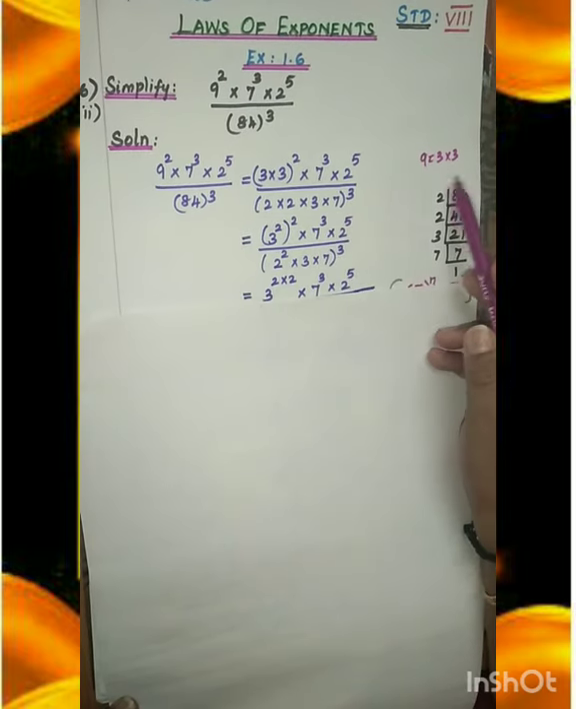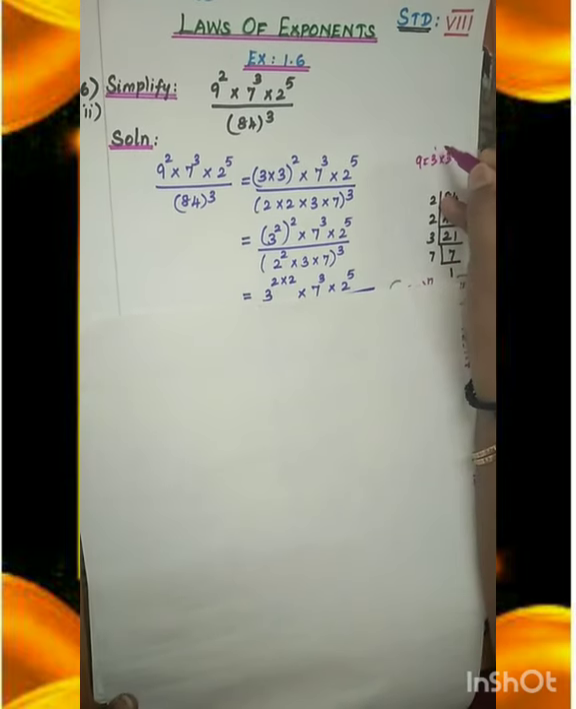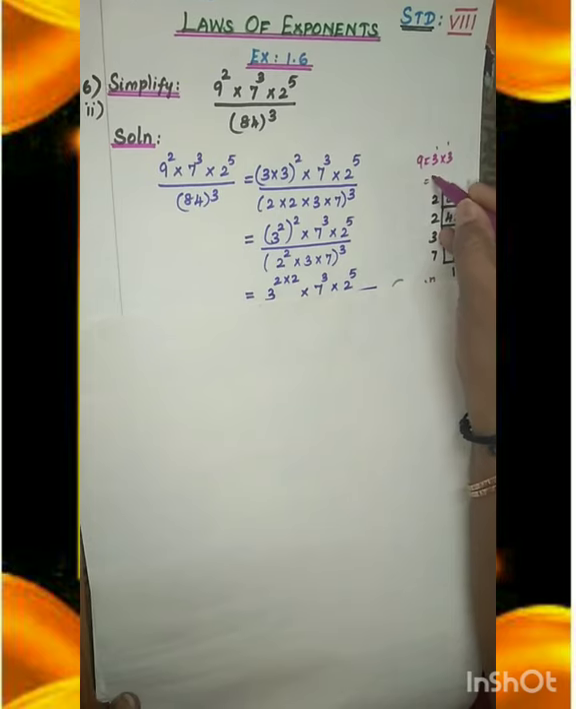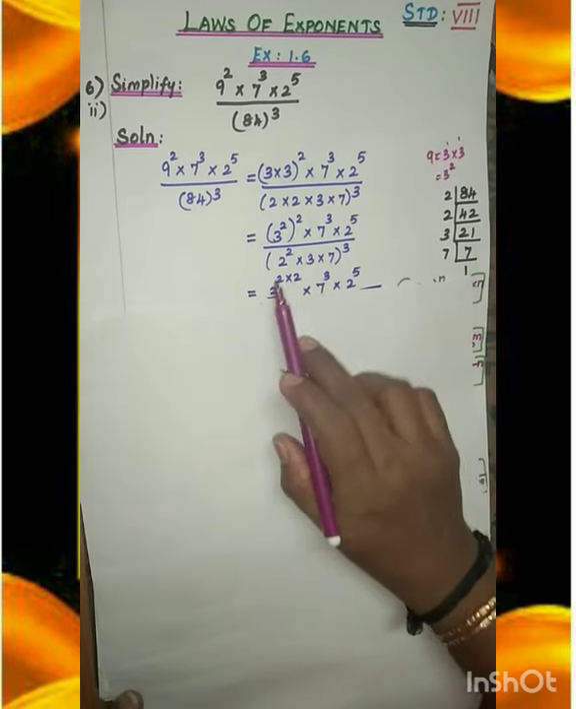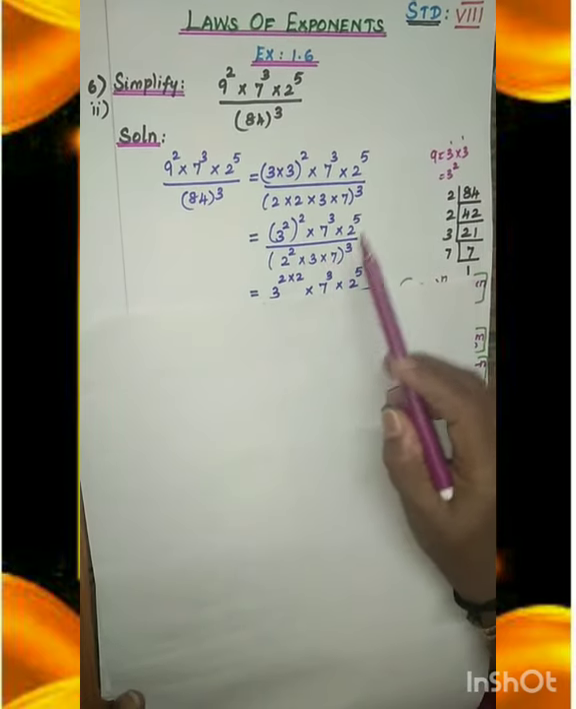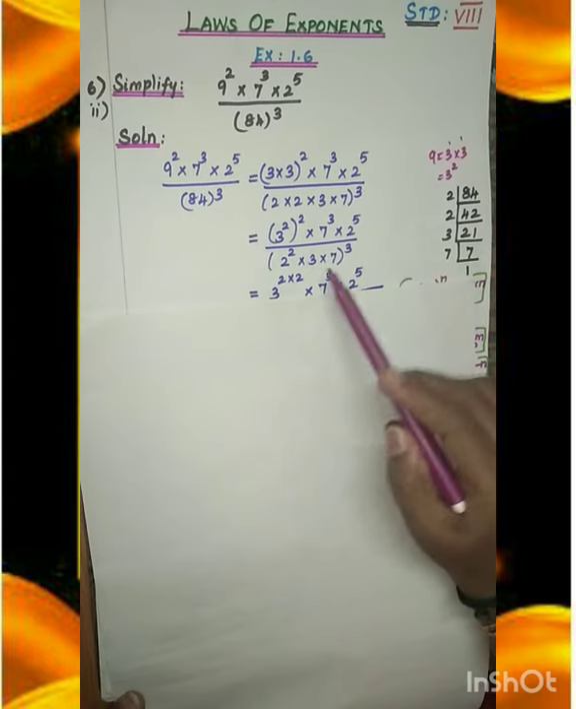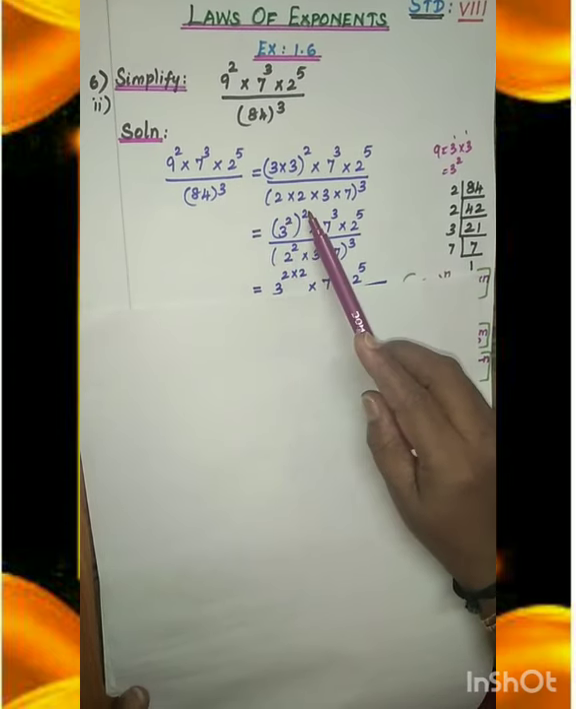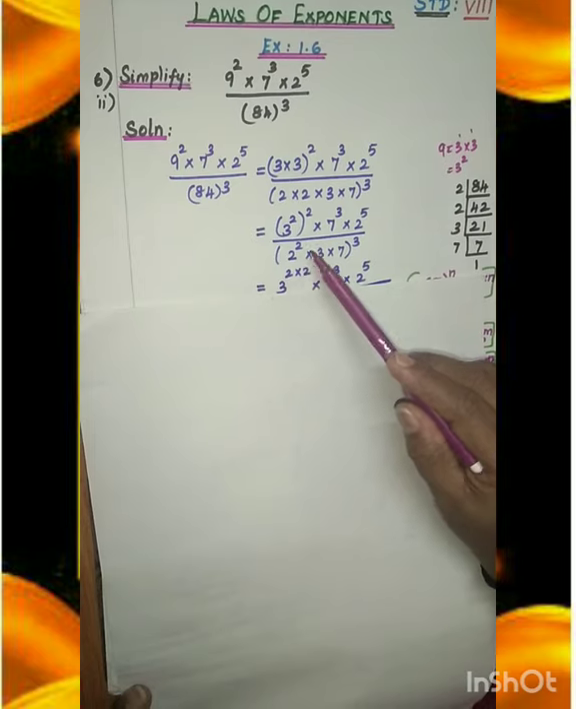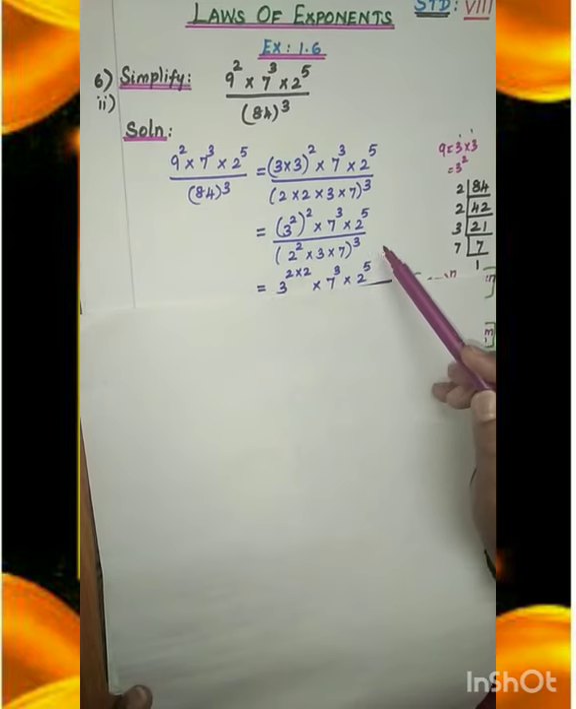Then 3 into 3, the power is 1. So we can write 3 square. So 3 square the whole square into 7 cube into 2 power 5. In the denominator, double 2's are there. So we can write 2 square into 3 into 7 the whole power 3.